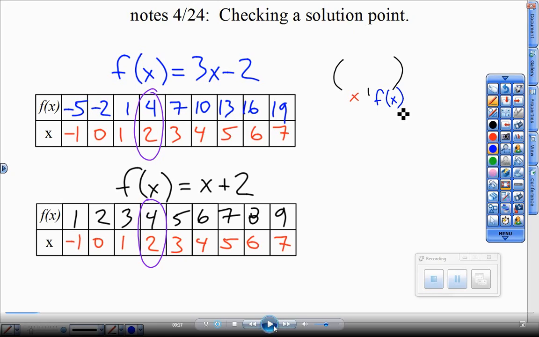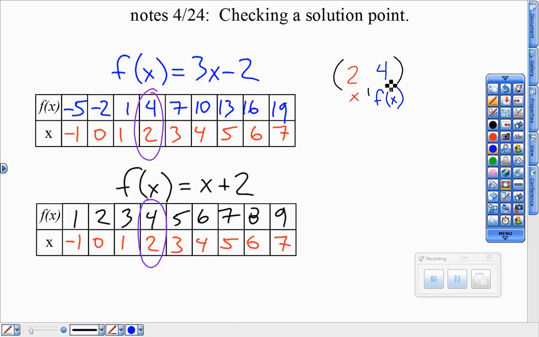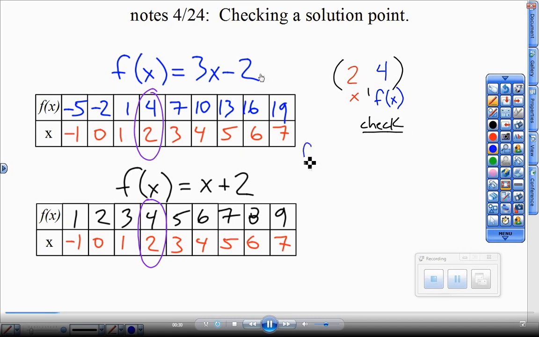So here I go. I'm putting that 2 where the x is and 4 where f of x is. When I'm doing a check, I'm going to take both those equations and plug in 2 for x and 4 for y or f of x. So there's my first one, 3x minus 2. There's my second equation, f of x equals x plus 2. I'm taking that and plugging in a 4 for f of x and a 2 for x. So again, 2 is going to go right here where my x's used to be.